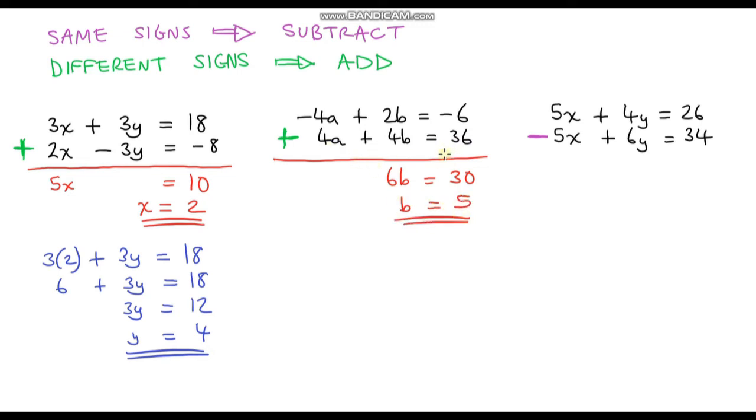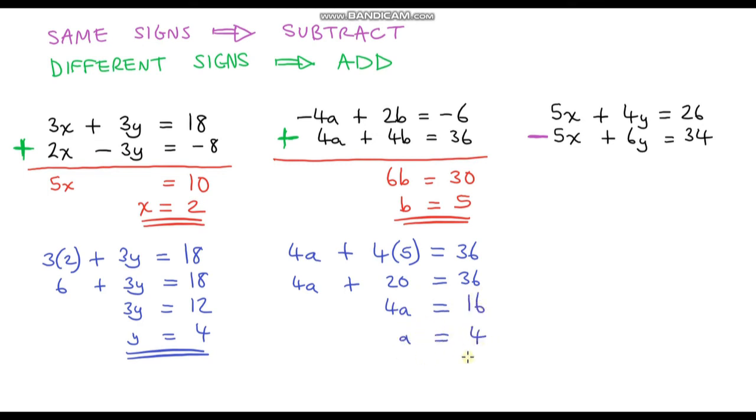Now let's use the bottom equation. I always like to use the ones without the negative signs if I can, just because I think it will be a bit easier. So we've got 4a plus 4 times b. Well, b is 5. And that equals 36. So we've got 4a. 4 times 5 is 20. So plus 20 equals 36. Now if we subtract 20 from both sides, we're left with 4a equals 16. Therefore, a is equal to 4. So our answers are b equals 5 and a equals 4.